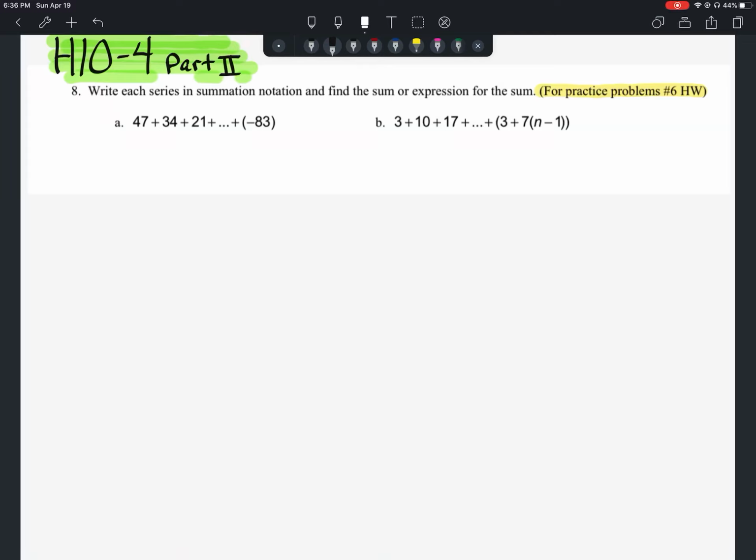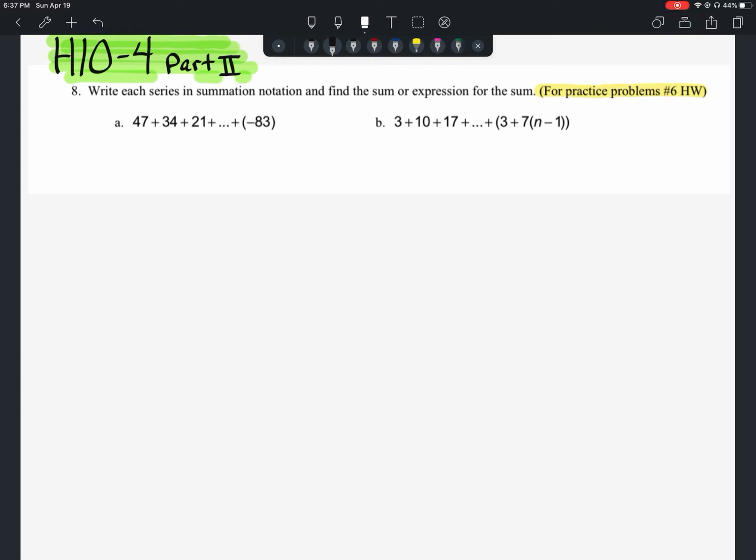This is the last example for this section of the notes. Okay, we're going to take some series that we're given here and we're going to write them in summation notation and then find our sums. So this one would be an important one to listen to because this one might be a little confusing. So let's go letter A here.